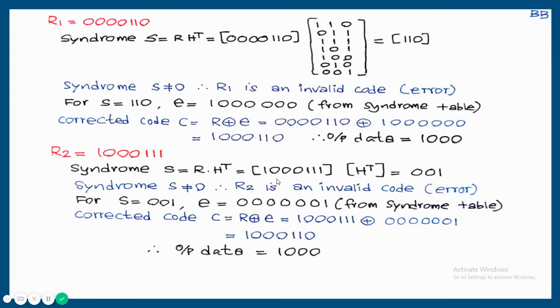Or without looking at the decoding table, the answer will be like this. Syndrome is 001. Verify where 001 is. That's the last row. So if the last row is the syndrome, then the last bit is the error bit. So the corrected code will be 1000110. That's the answer here. So out of these 7 bits, the leftmost 4 bits are data bits, that is 1000.